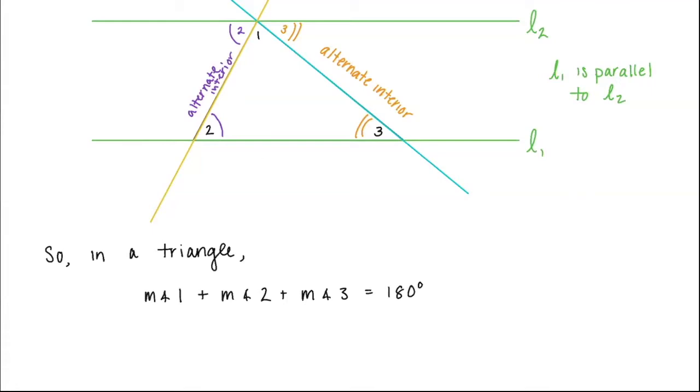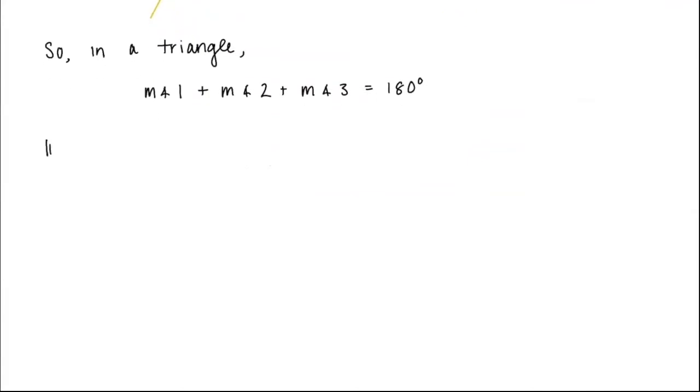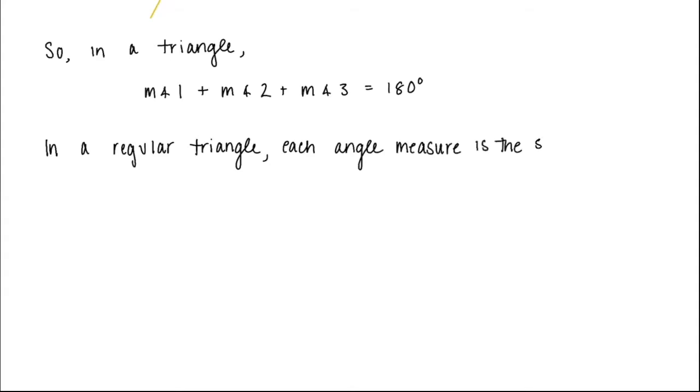In a regular triangle, each angle measure is the same, so the measure of angle 1 is equal to the measure of angle 2, which is equal to the measure of angle 3. In total, it has to be 180 degrees, but there's 3 of them, so each angle has to be 60 degrees.